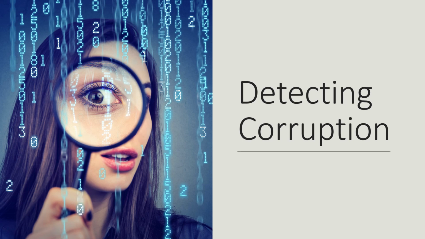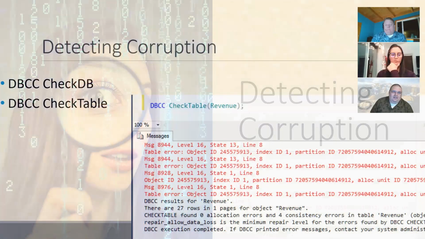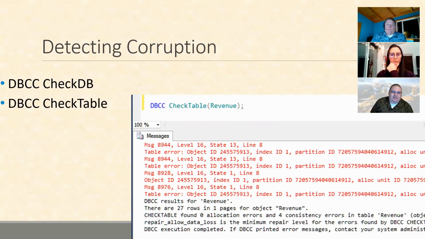Yeah, and the next thing you could do, especially if your database is too big to get CheckDB back in a reasonable time and you suspect corruption, is try just a check table. In this case, we think there's something up with revenue, so let's do a check table on revenue. And if you can script or automate these, it'll make things a whole lot easier.